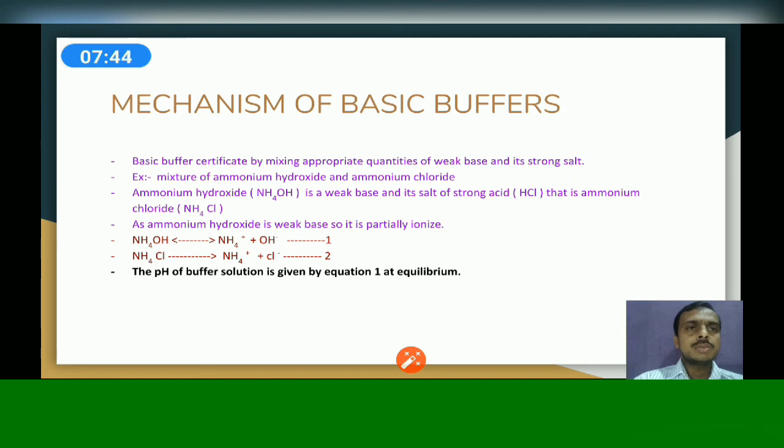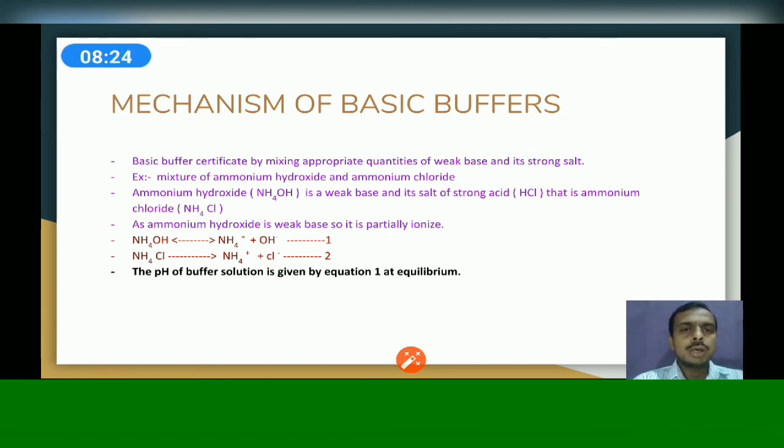Now, in the mechanism of basic buffers, we have to again learn how these basic buffers will help to maintain pH constant. This is the example of basic buffers: ammonium hydroxide and ammonium chloride. Ammonium hydroxide is a weak base and ammonium chloride is a salt of a strong acid. This ammonium hydroxide dissociates at equilibrium to form NH4 plus and OH minus, while ammonium chloride, which is a salt, completely ionizes to form NH4 plus and Cl minus.